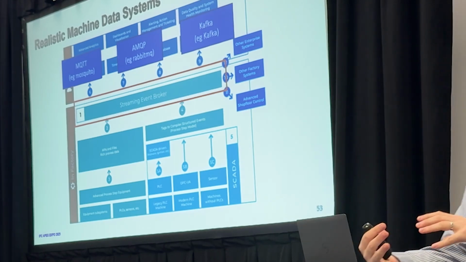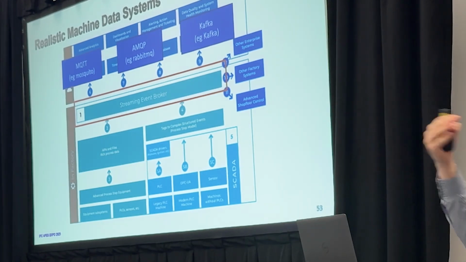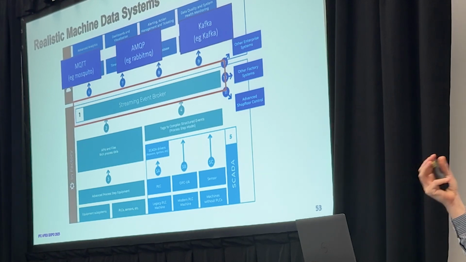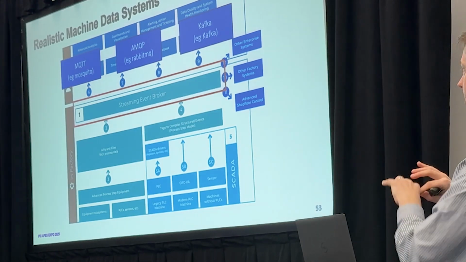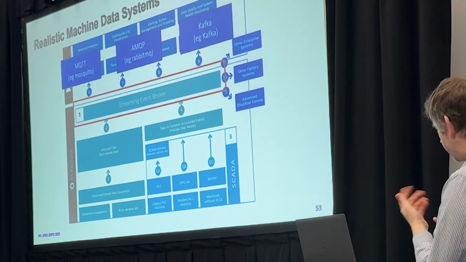If I'm in this building, I subscribe only to my building. If I'm in the entire factory, I subscribe to the entire factory. If I only care about a given factory line, I subscribe only to that line. To do that, you have to agree on what you're going to call that line and how you're going to organize things. What is a line? That's what the unified namespace concept builds on. It's just how you organize things in this streaming event broker.